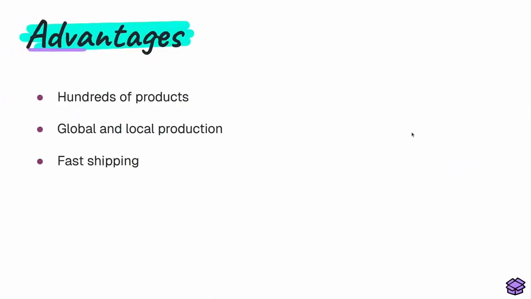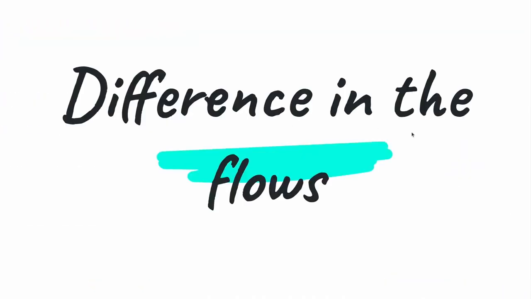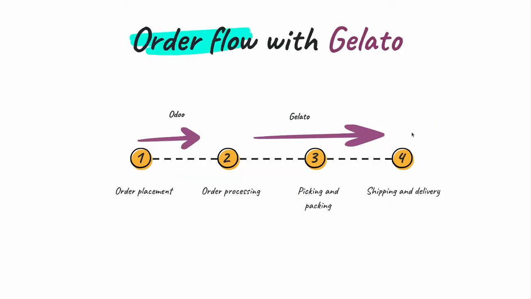Let's get back to my presentation. The difference in flow that we have seen and that you really have to understand is that we have the same steps, but the order placement will be on Odoo. The order processing is exactly where the information is pushed from Odoo to Gelato. So you don't have anything to do more than what I show you, but the processing is the step where it goes to Gelato.